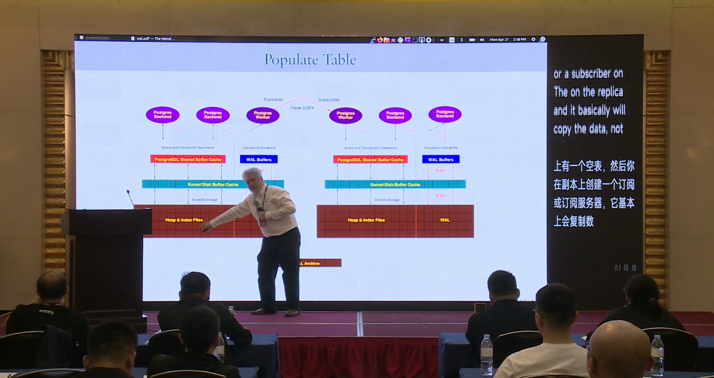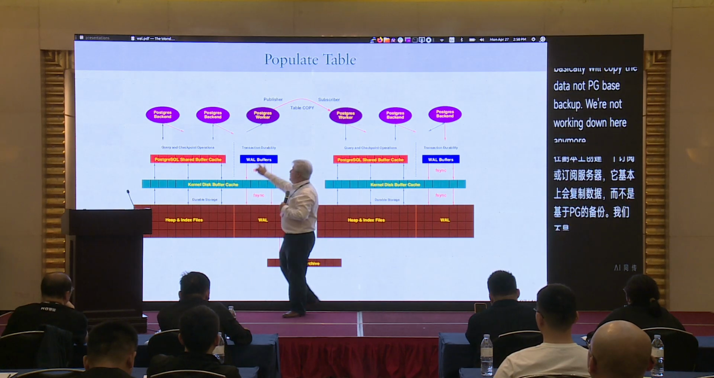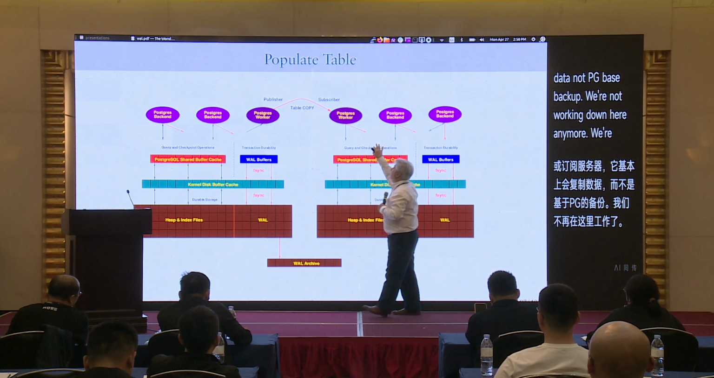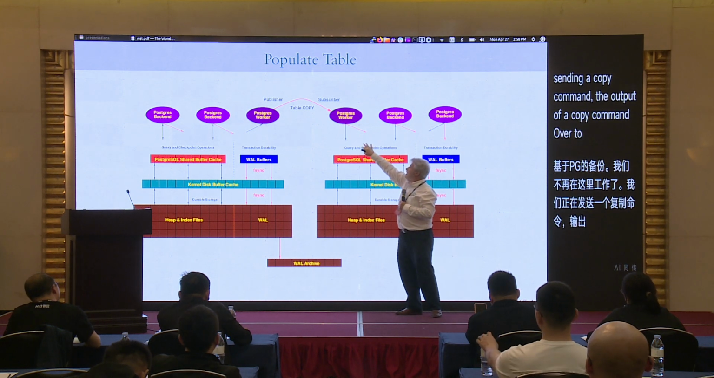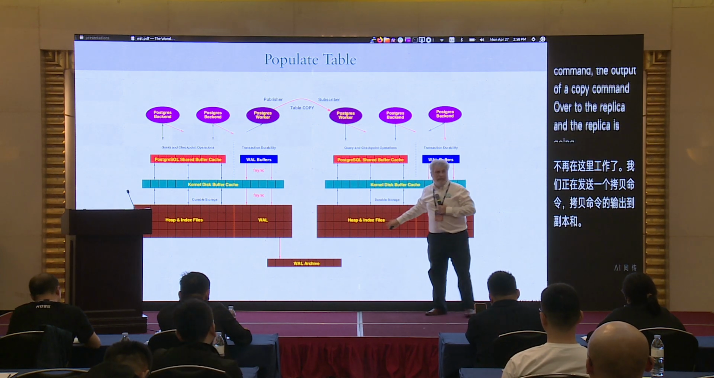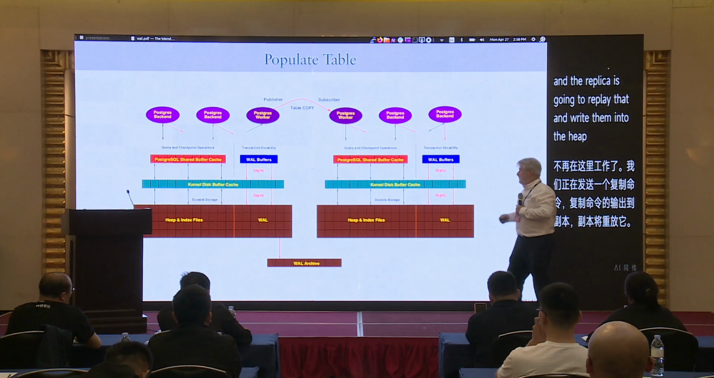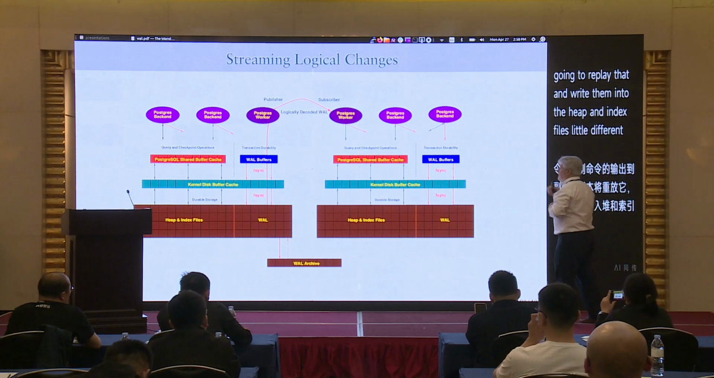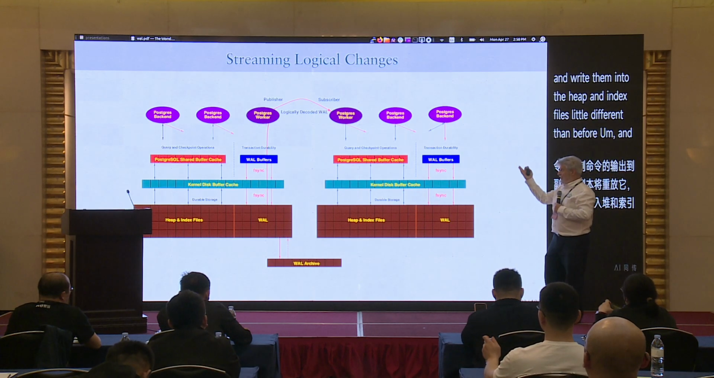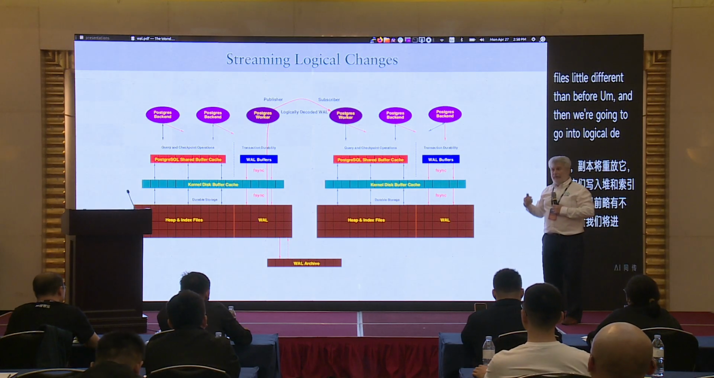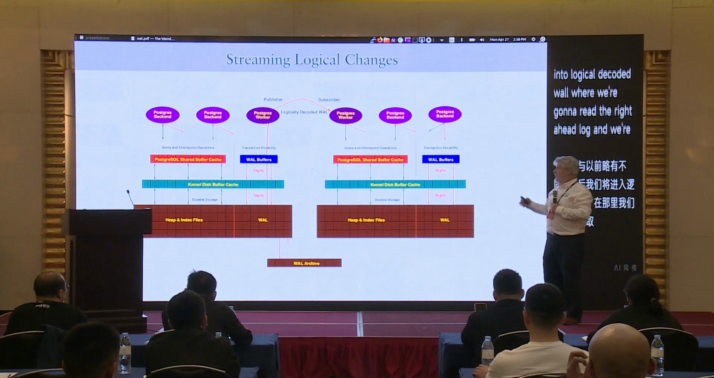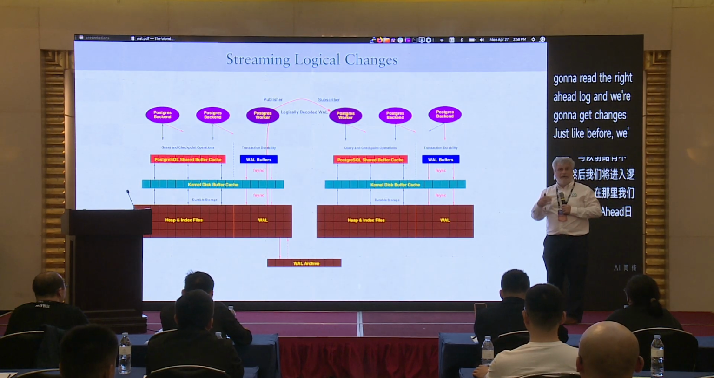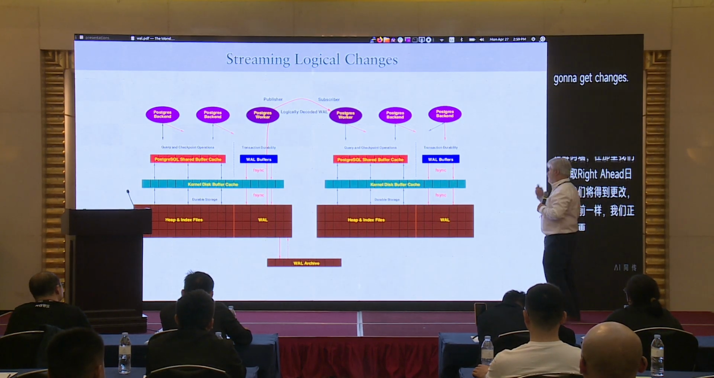We're not working down here anymore. We're sending a copy command, the output of a copy command, over to the replica, and the replica is going to replay that and write it into the heap and index files. A little different than before. And then we're going into logically encoded WAL, where we read the write-ahead log and get changes. Just like before, we're getting changes, but instead of them being binary, they're logical. That's why it's called logical replication.